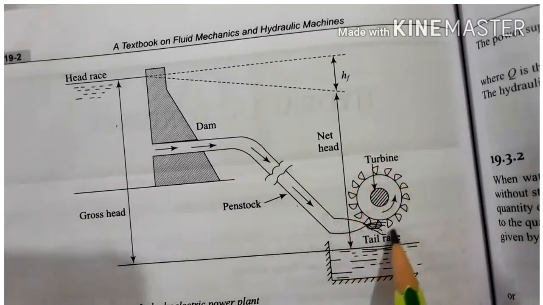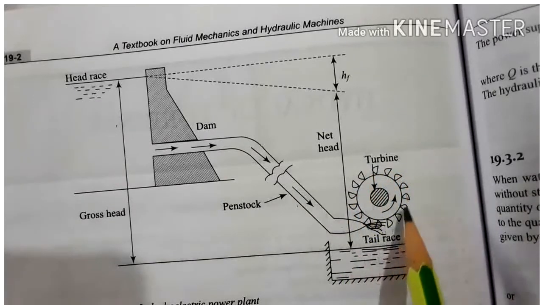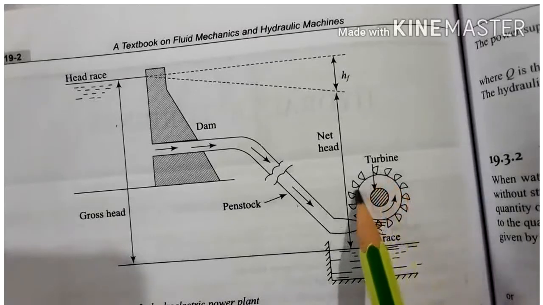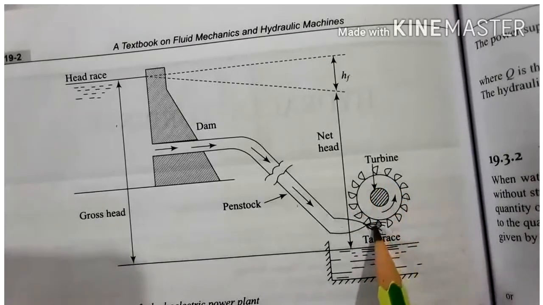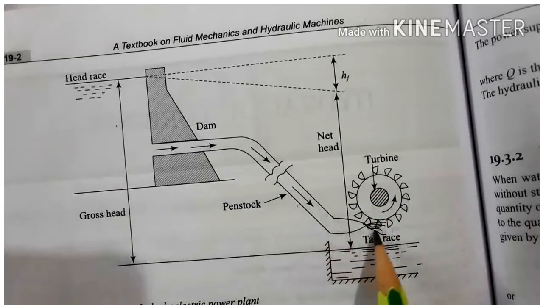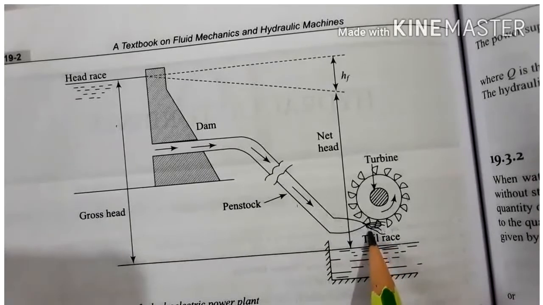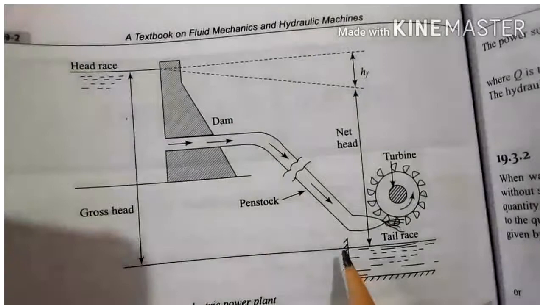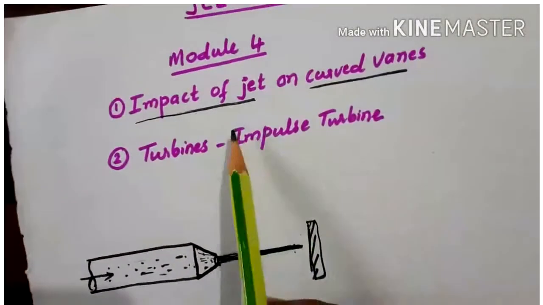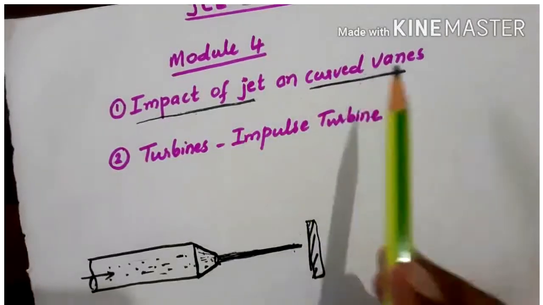So this concept of impact of jet is used in hydraulic turbines, where the turbines are run by making use of the power of water. There this impact of jet concept will be used. I hope you understood this one. So here we'll first start with the impact of jet on curved vanes.